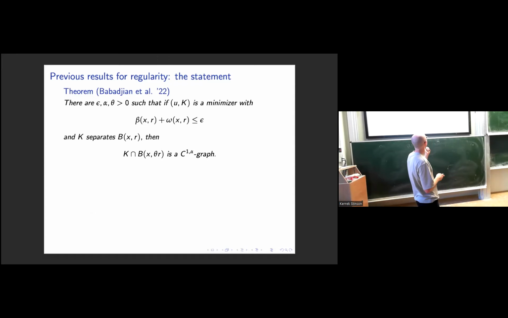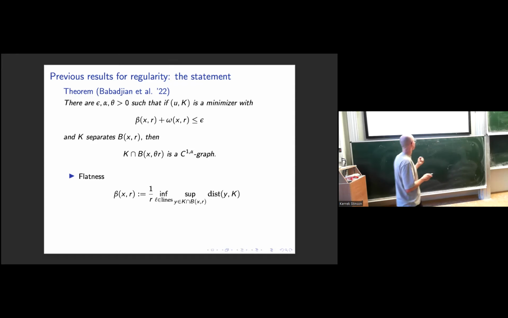Okay, and their epsilon regularity result was along the lines of the following. What they said is that you have a minimizer and two quantities beneath epsilon, this is beta and omega, and additionally the K separates. Well, then you can zoom in and the crack is regular. Now, what is this beta and omega?